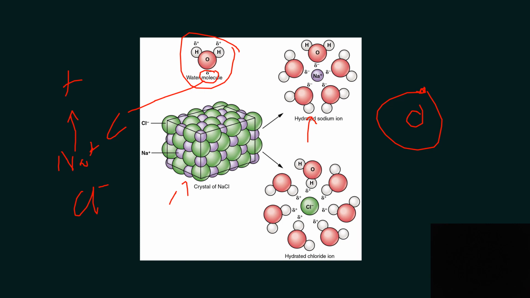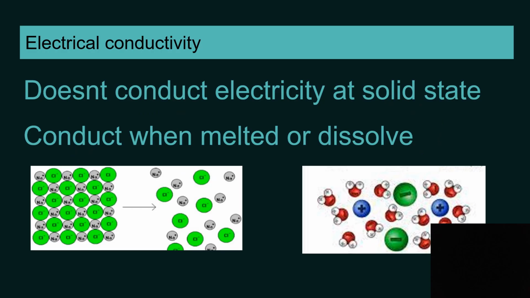And the same for chloride too, because the chloride has a minus charge. The hydrogen over here will try to drag the chloride ions out of the lattice structure, and they just detach the sodium and the chloride away from the lattice structure, and from there they dissolve in water. And this process is called hydration.